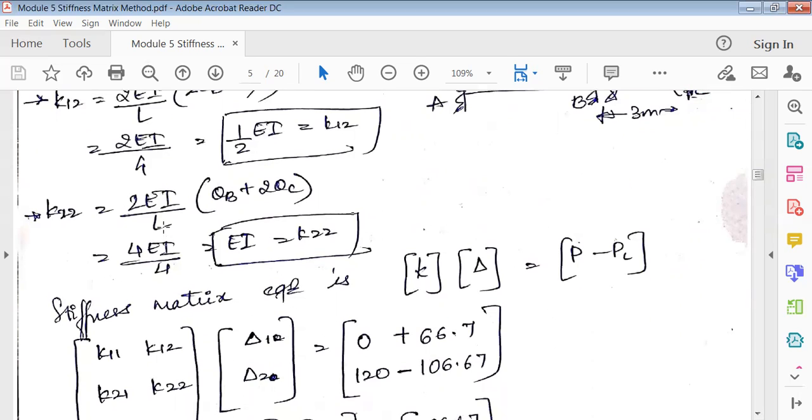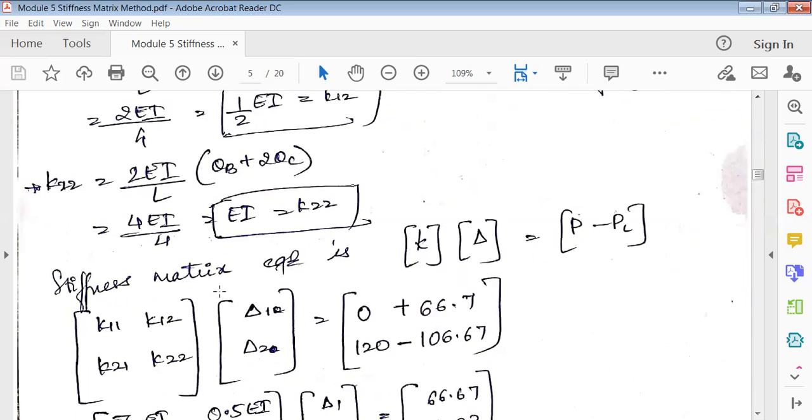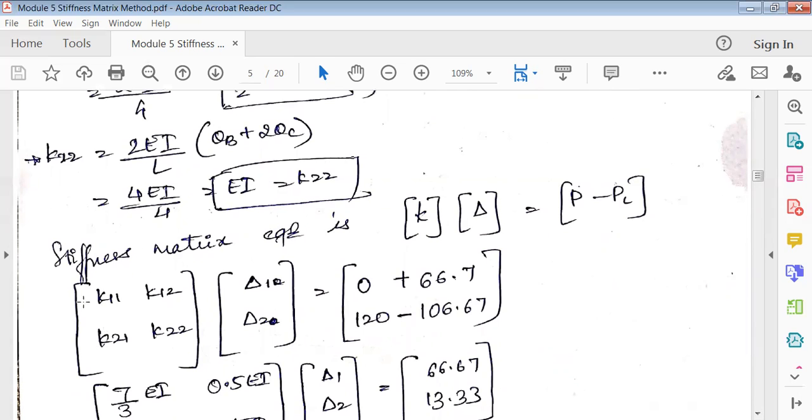All right. Okay, so once you solve this, write the formula, then solve this. Okay, so in the formula, again write it as stiffness matrix equation is given by K delta is equal to P minus PL. This is a stiffness matrix equation. So again, write this matrix properly. Okay, it is K11, K12, K21, K22.